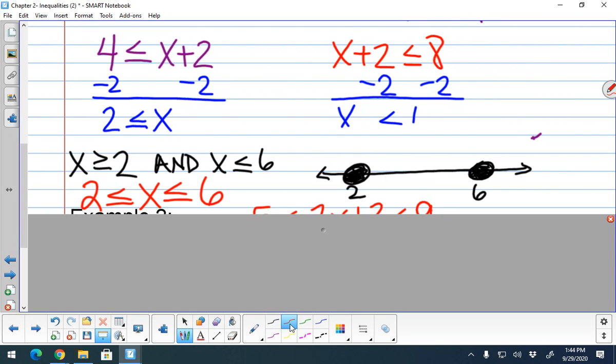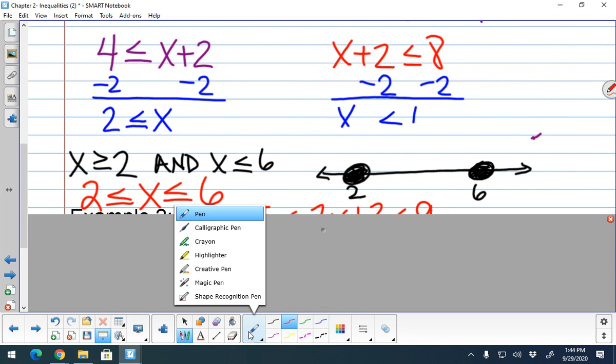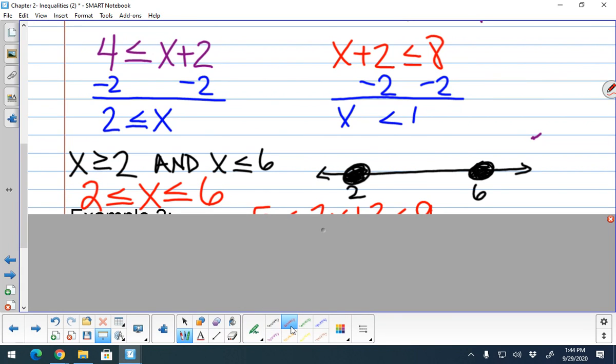All right. Now I have to work on my shading. All right. X is greater than 2. So which direction would I shade? Okay. And X is less than or equal to 6. So what direction would I shade from the 6? Left. So notice I'm shading left from the 6. I'm shading right from the 2. So this would be my graphed answer.